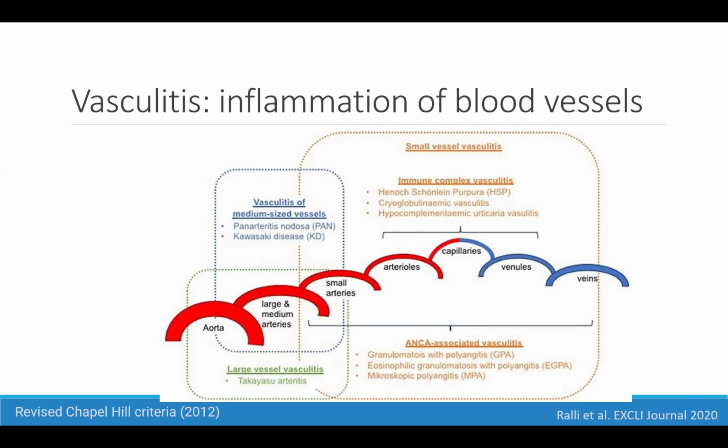For large vessel vasculitis, Takayasu arteritis; vasculitis of medium vessels such as polyarteritis nodosa or Kawasaki disease; small vessel vasculitis, immune complex vasculitis such as Henoch-Schönlein purpura, cryoglobulinemic vasculitis, as well as hypocomplementemic urticarial vasculitis. ANCA-associated vasculitis includes granulomatosis with polyangiitis, GPA, eosinophilic granulomatosis with polyangiitis, EGPA, as well as microscopic polyangiitis, MPA.